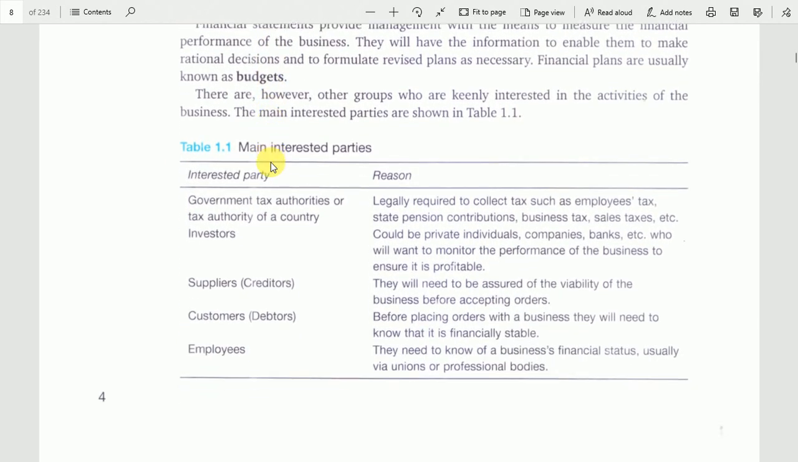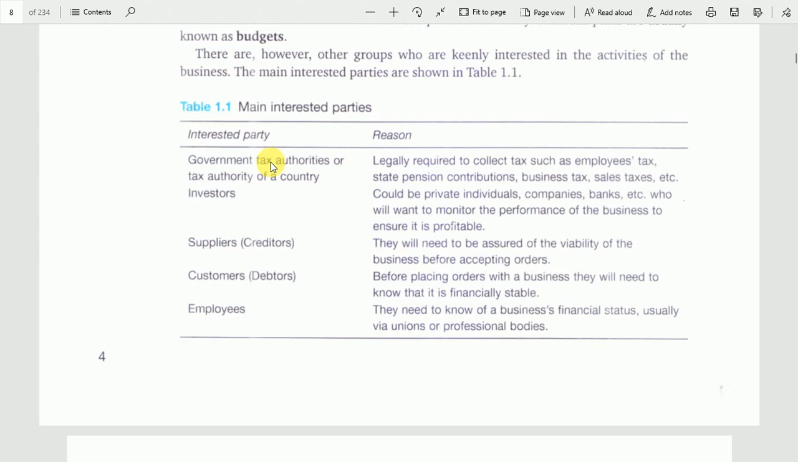So as we talk about the stakeholders, the related parties, the interested parties in a company, we have government tax authorities of a country. Usually the government authorities or the regulators involve the tax authorities, the central depositories, the central banks, taxation regulators, and so on. We have suppliers, creditors. They will need to assure the viability of a business before accepting orders. If you prepare the financial statements and they are to be published for the stakeholders, then the supplier will look at the financial position to see whether the company is going to pay their credits on time or not. So this decision is based on the financial information that you prepare in accordance with the accounting principles.